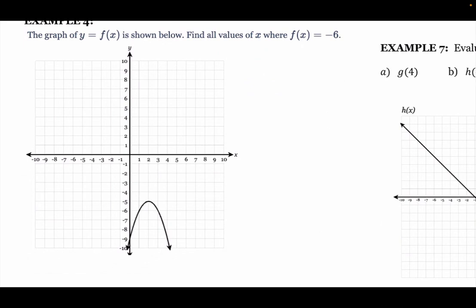Okay, so the graph of y equals f of x is shown below. Find the values of x where f of x equals -6. So what part did they tell me? They gave me the y, and the y is -6, right? They said y is -6. The question is, what is x?